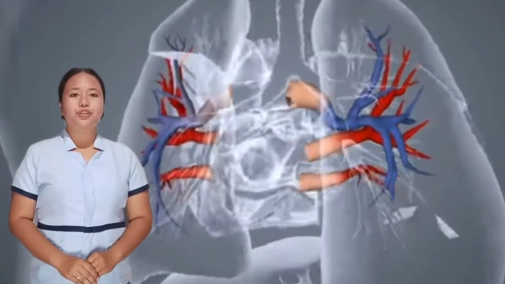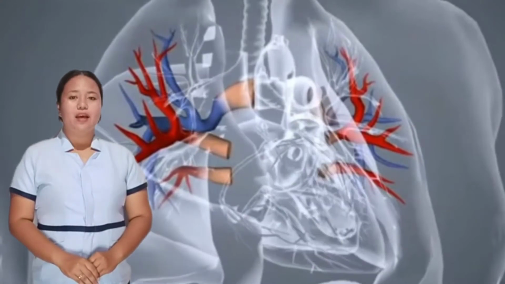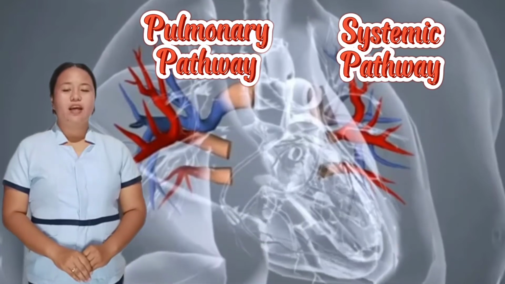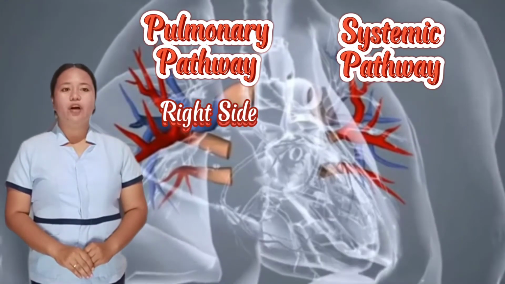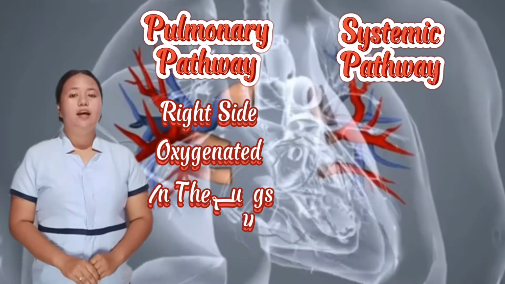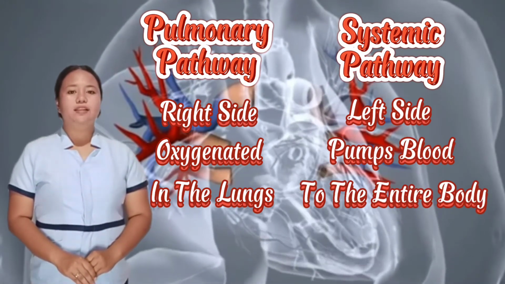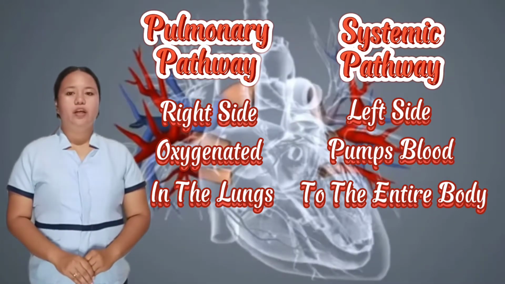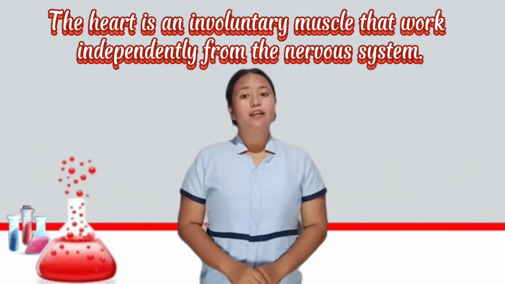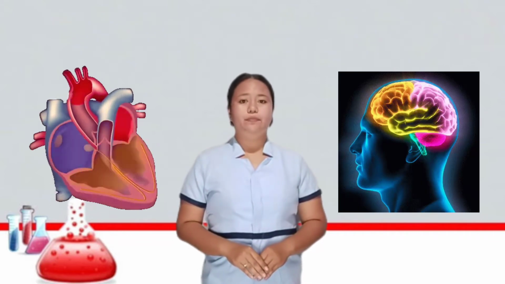The heart has two major circuits within the circulatory pathway, which work together in a closed circulatory system. These two pathways are the pulmonary pathway and the systemic pathway. In the human organism, the right side of the heart pushes the blood to the pulmonary circuit so it can be oxygenated in the lungs. The left side of the heart pumps oxygenated blood to the entire body. The blood is then returned to the heart via the systemic pathway, where the cycle begins again with the pulmonary pathway. The heart is an involuntary muscle that works somewhat independently from the nervous system.